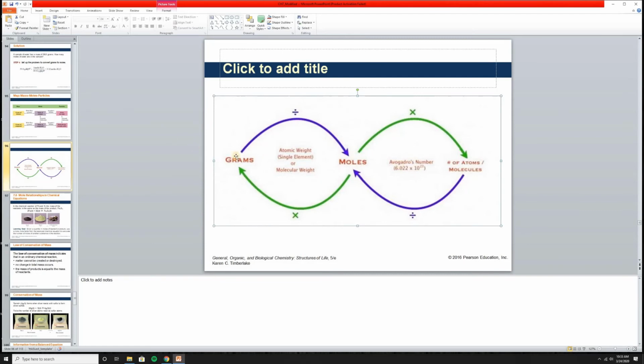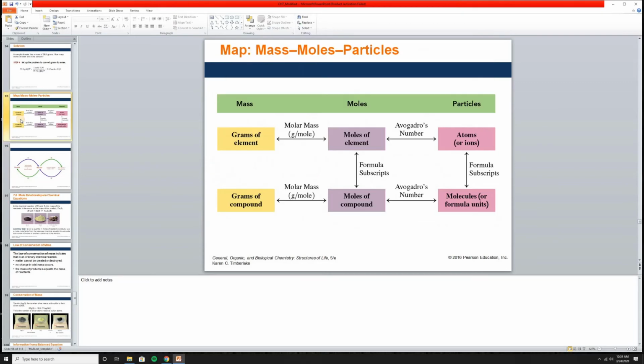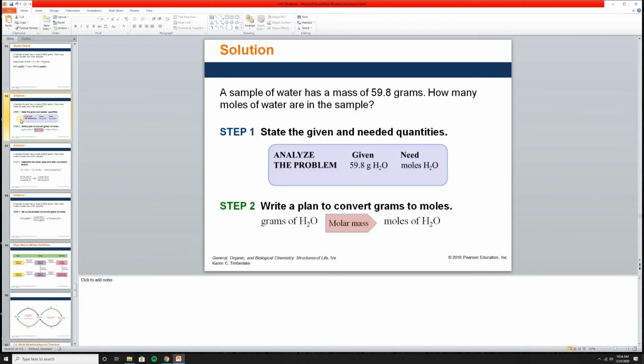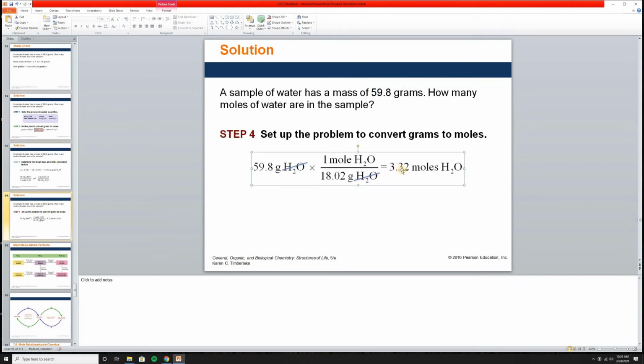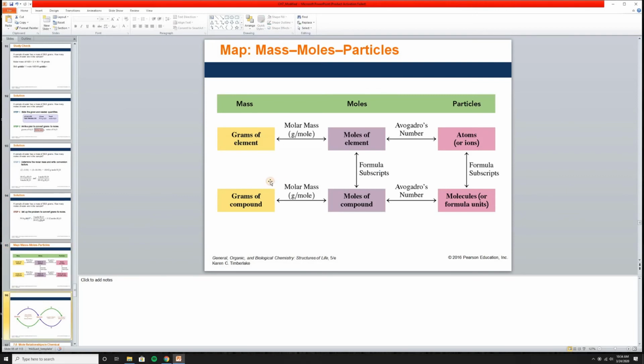Also, just keep in mind smart calculations. Just be smart with it, because you see that grams is going to be a big number. Grams is going to be bigger than moles, right? Let's look at an example of that. Here, this water example. Your grams is 59.8, and your moles was what? 3. So grams is always bigger.